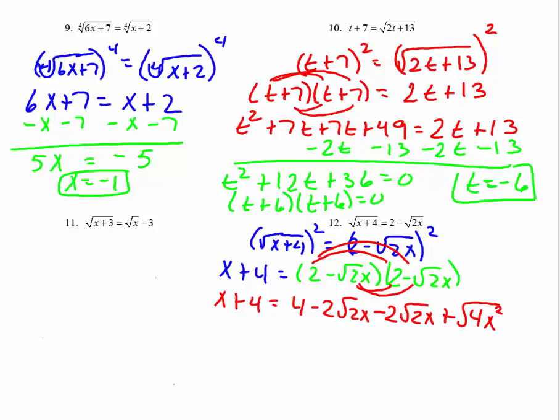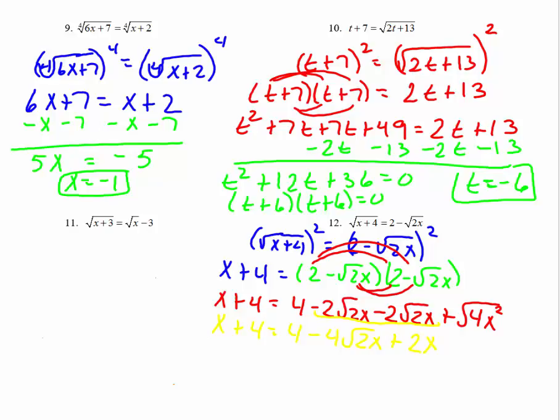So let's go ahead and simplify some of these terms. The x plus 4 will stay as is. We have the 4. Negative 2 square root of 2x minus 2 square root of 2x is negative 4 square root of 2x. We just add the numbers in front. Plus the square root of 4x squared. Well, the square root of 4 is 2, and the square root of x squared is just x.